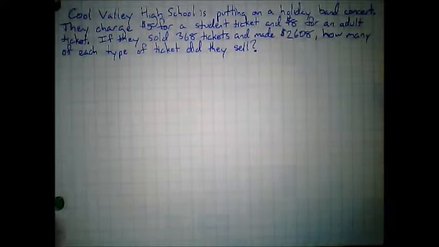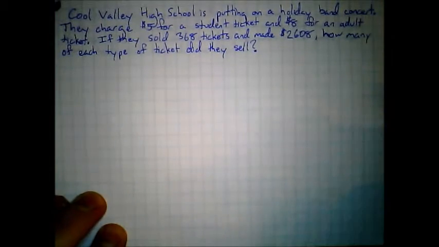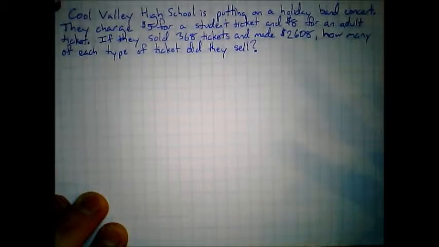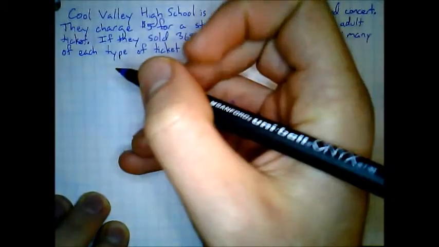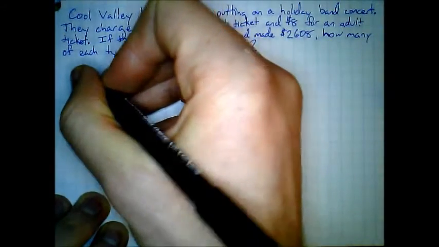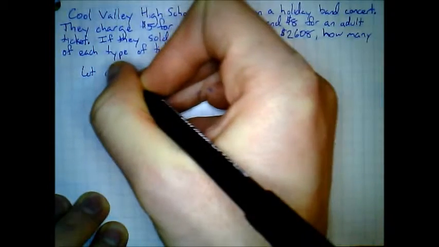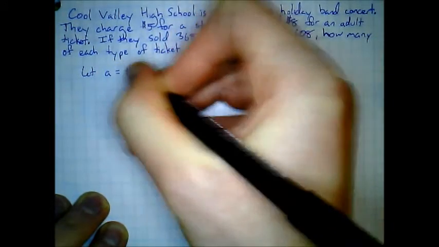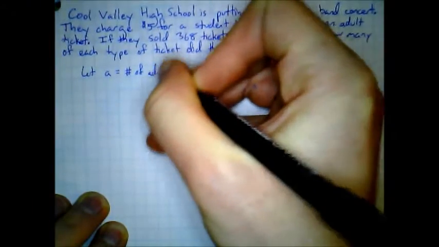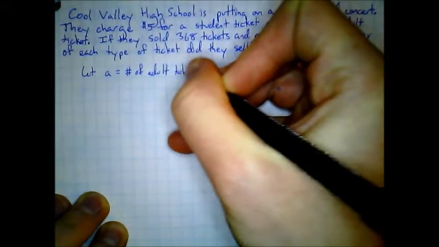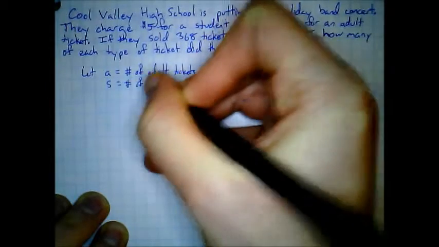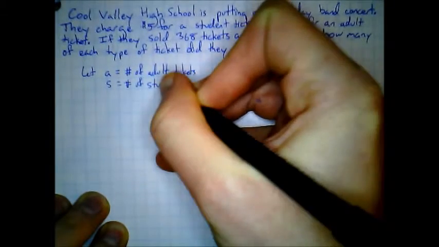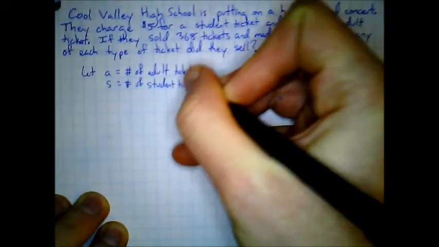So if it's the same situation and we want to know how many of each type of ticket they sold, well, we have adult tickets and we have student tickets. That's what we want to figure out. So that's what our variables are going to be. The very first thing we always have to do is define our variables. So we're going to say let A equal the number of adult tickets, and S is going to equal the number of student tickets.